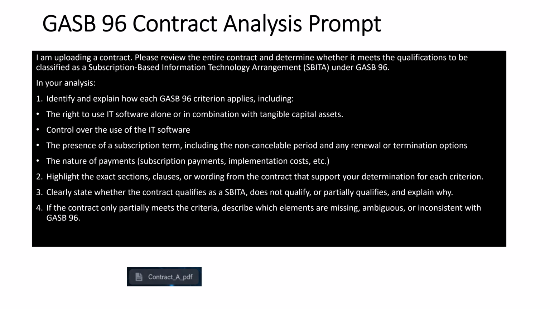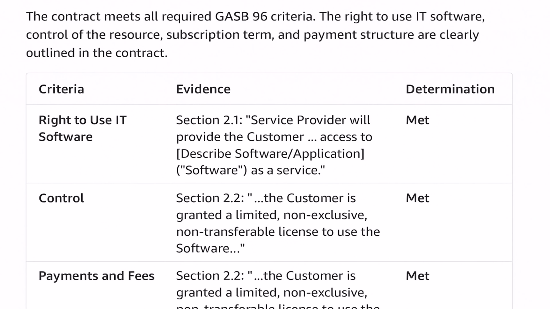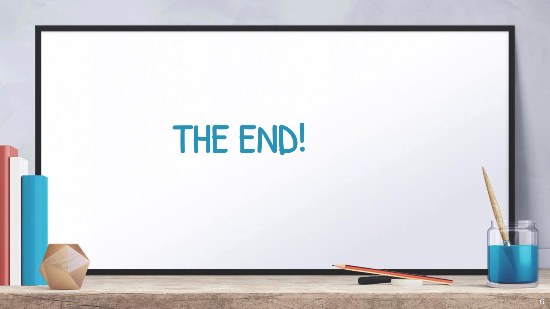Once you upload the contract, the AI will walk through the main GASB 96 criteria. Things like whether the contract gives the government the right to use software, the length of the subscription, whether it's cancelable, and so on. It will even show you which specific parts of the contract it used to reach that conclusion. This can save you hours of manual review, especially if you're screening multiple IT contracts or just want a quick initial assessment.